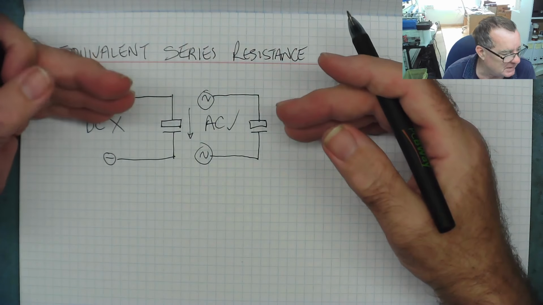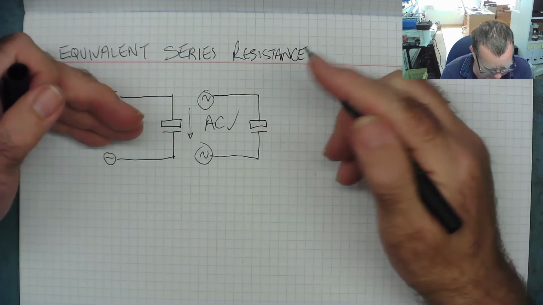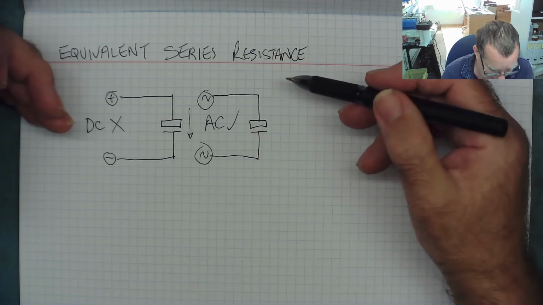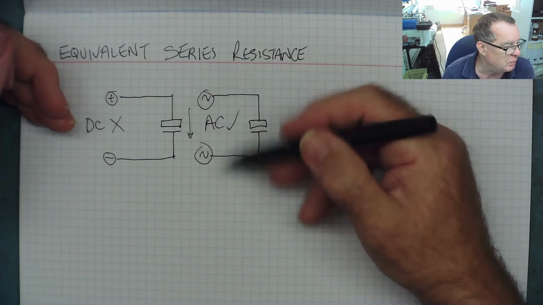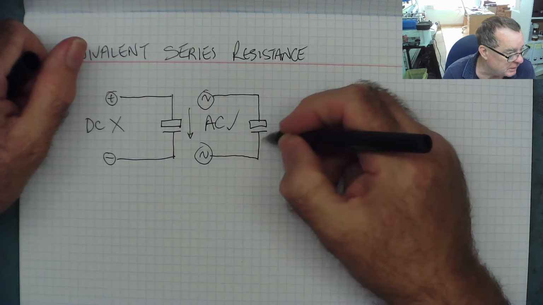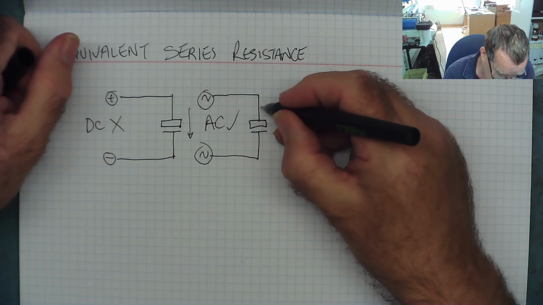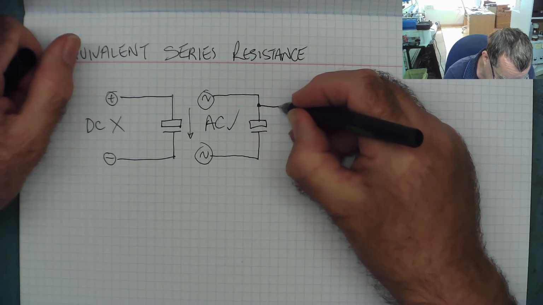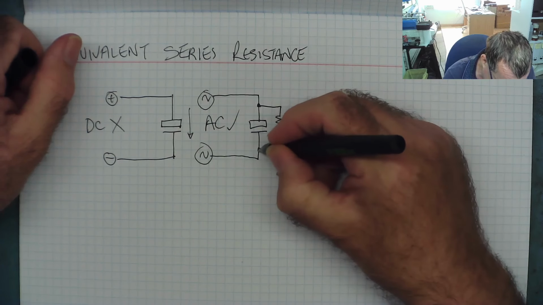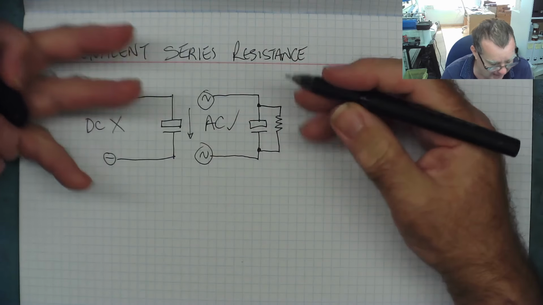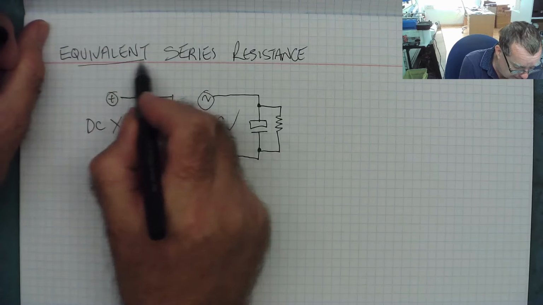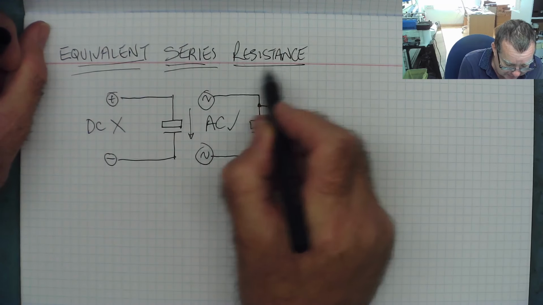But when a capacitor is passing AC, it's not exactly a short circuit to AC. As I mentioned, the amount of current it will pass depends in particular on the frequency of the AC and the value of the capacitor. So basically a capacitor passing an AC current is the equivalent of a resistor. So imagine a resistor in parallel with our capacitor, and the resistance of this will affect the amount of current that flows. And this is what we're talking about when we say equivalent series resistance.